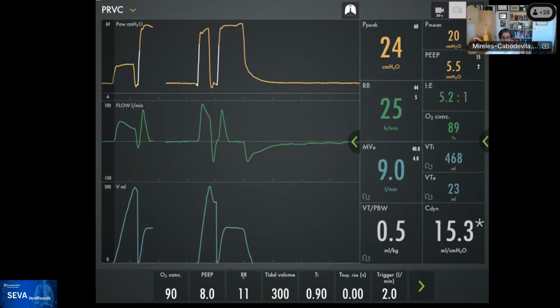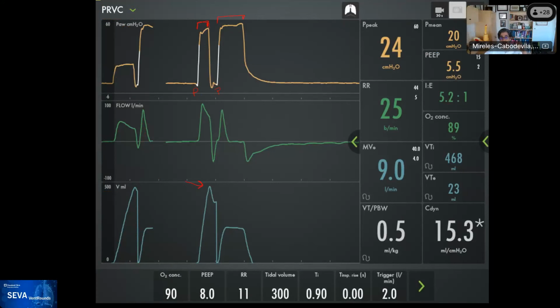But we dropped the rate to 11, from 20 to 11. You can see it's the same patient, same settings. We just dropped the rate. And now the patient is triggering. You see that? The patient is triggering. The breath is now patient triggered, and the other one is patient triggered. But again, it did that thing in which the I time is much shorter than what I set. And it is because the tidal volume is much larger than the one the patient is set to receive.